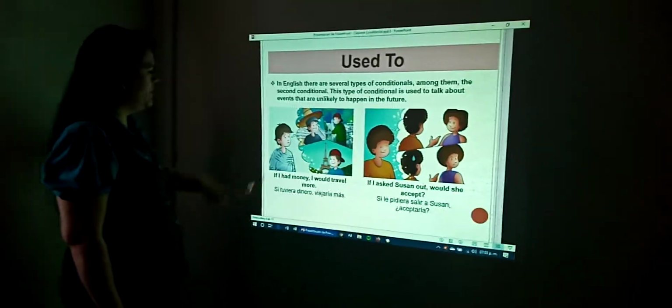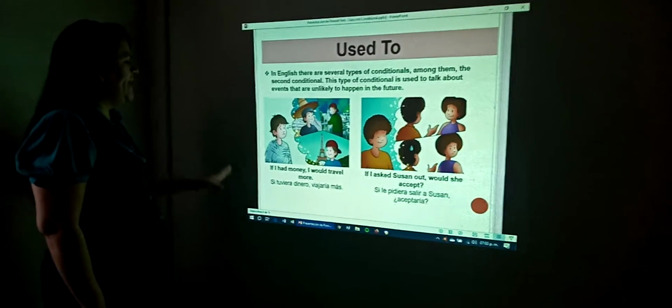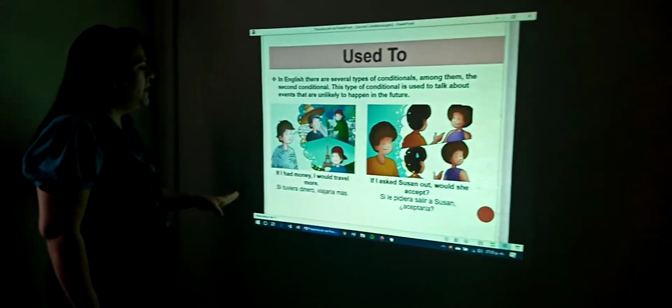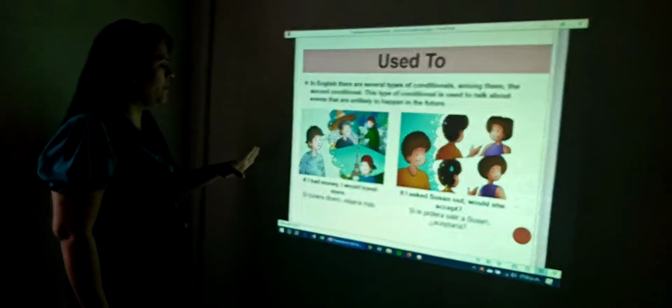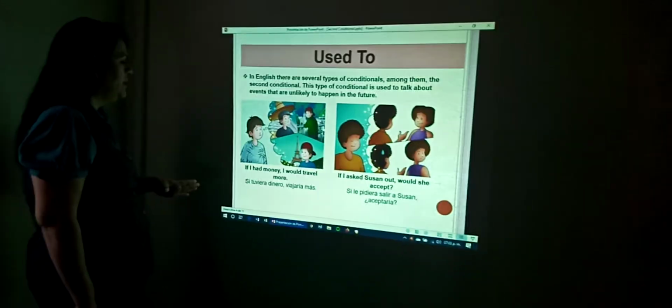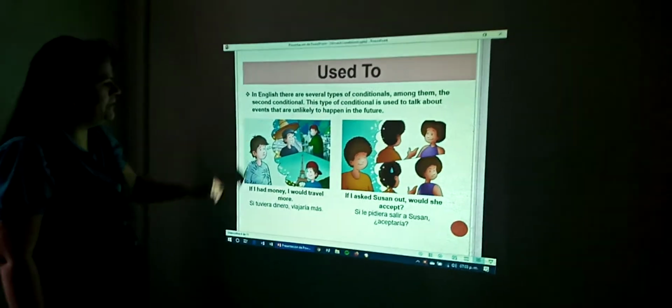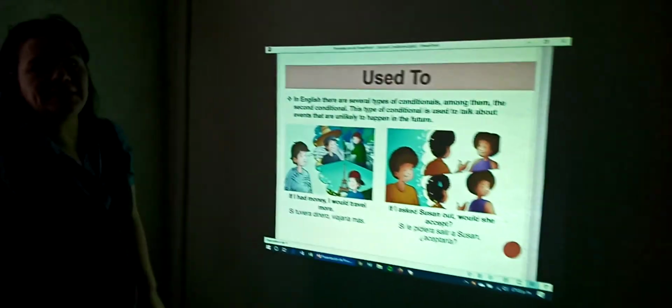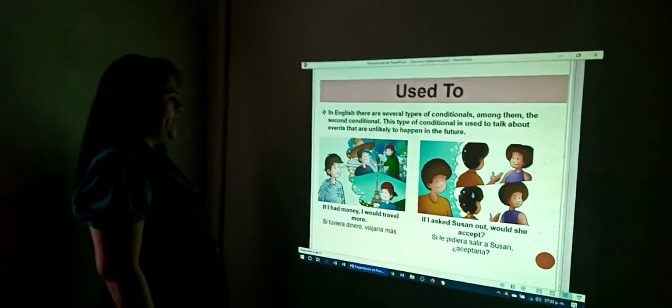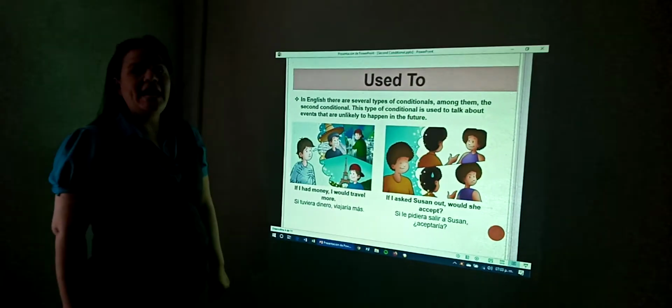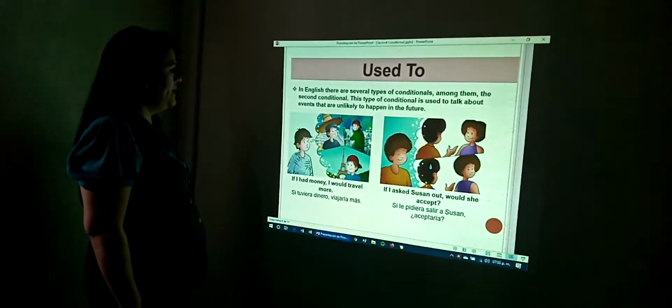Let's see picture number 1. If I had money, I would travel more. Repeat. If I had money, I would travel more. In Spanish we say, si tuviera dinero, viajaría más. Okay, this is picture number 1.